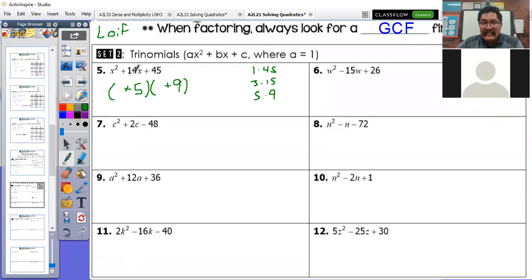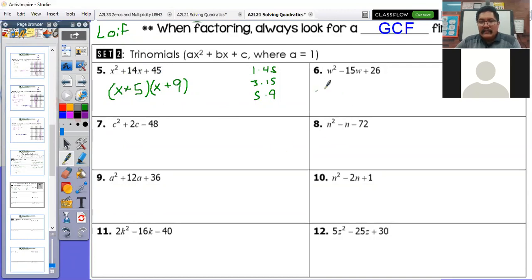9 plus 5 is 14. And that's the OI part. That's the outside inside, the adding part. So the last part is which ones multiply. The inside parts are the ones that add. So if I were to use the FOIL method, x times x is x squared. Outside numbers is 9x. Inside numbers is 5x. 9x plus 5x is 14x. And 5 times 9 is 45. So this is factored now. We are done with that one.